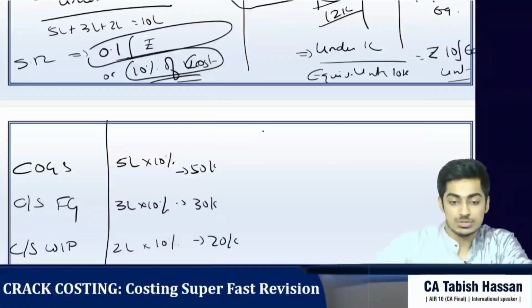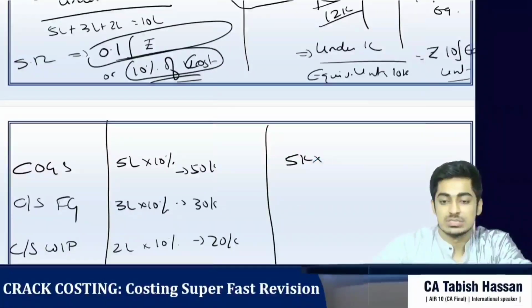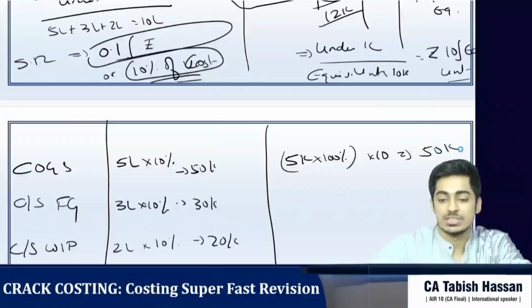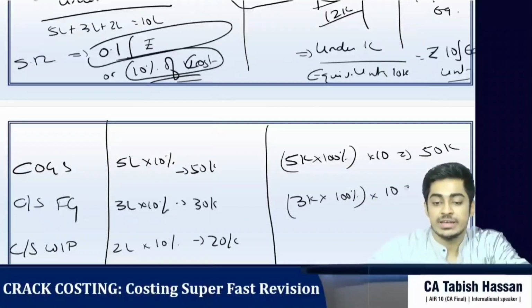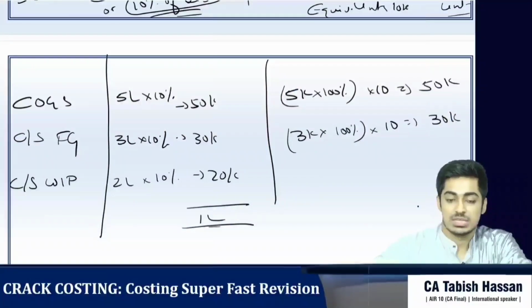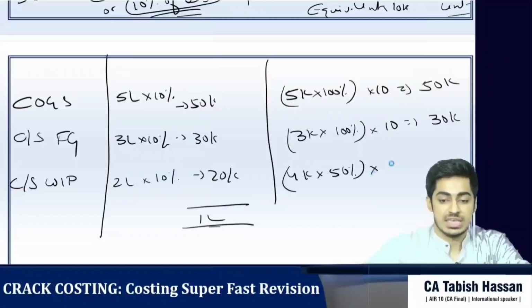For the finished goods, we have 5,000 units which are 100% complete, and we have 10 per equivalent unit. This gives us 50,000. For the closing stock of finished goods, we had 3,000 into 100% complete, which gave us the equivalent unit, and 10 per equivalent unit. This is 30,000. For the work in progress, we have 4,000 units, but they are just 50% complete, which gives us an equivalent of 2,000 units.